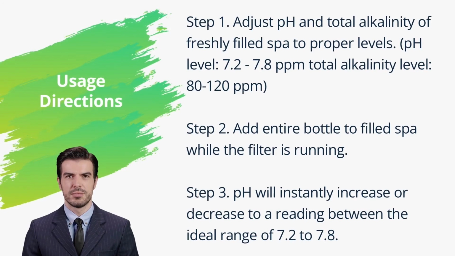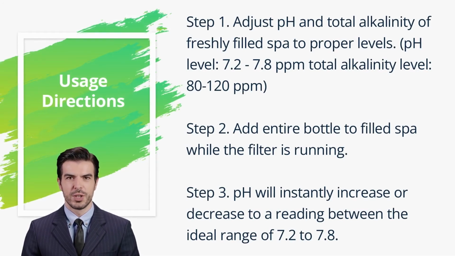Usage directions. Step 1. Adjust pH and total alkalinity of freshly filled spa to proper levels. pH level, 7.2 to 7.8. Total alkalinity level, 80 to 120 parts per million. Step 2. Add entire bottle to filled spa while the filter is running.